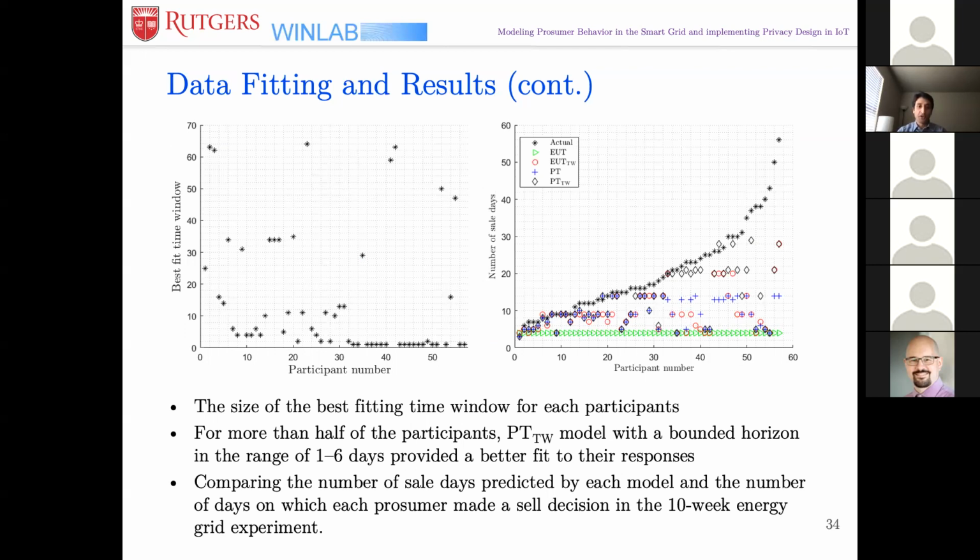And the right figure shows the number of sale days predicted by each model and the actual number of days on which each of the 57 participants sold during the course of this study. It also shows from another angle that both PT and PT with a time window have a better fit to the participants' selling behavior than do EUT models.